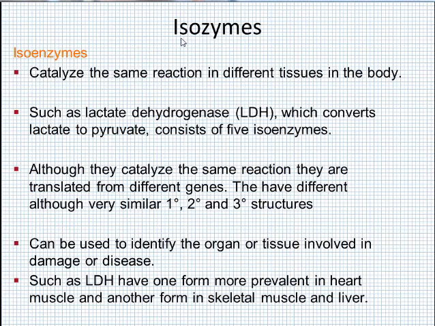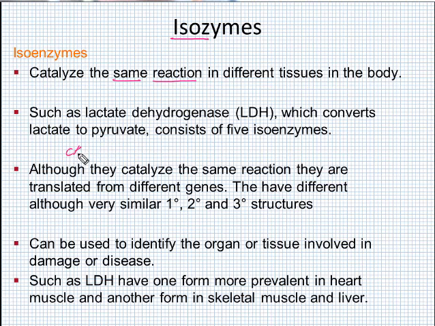Okay, isozyme. We talked about isomers, all sorts of different isomers. We had structural isomers and stereoisomers and enantiomers, mirror image isomers, and whatnot. Iso means the same. So these are enzymes that catalyze the same reaction. So you have the same reactants, same products. Lactate dehydrogenase converts lactate to pyruvate, and there are 5 different enzymes that do it.